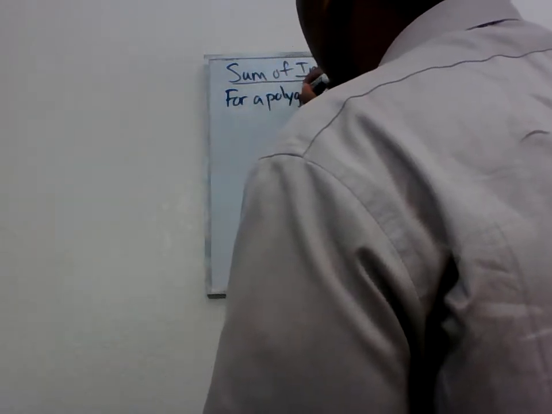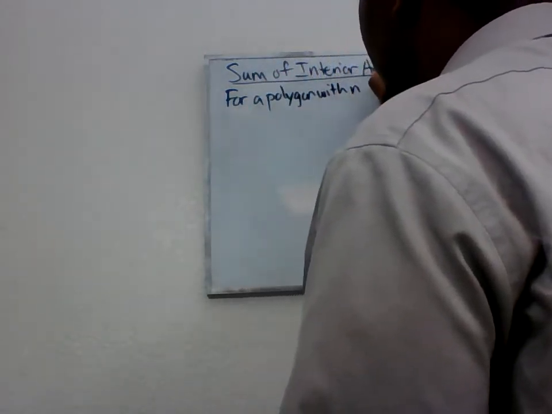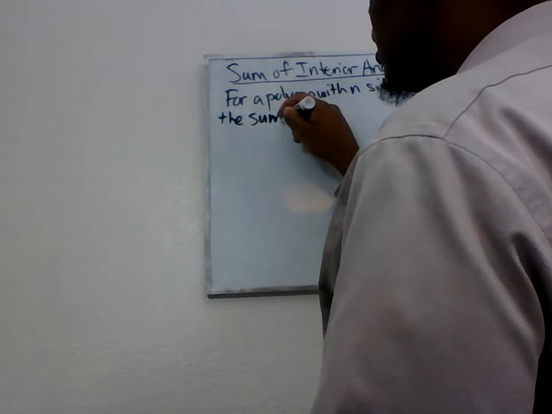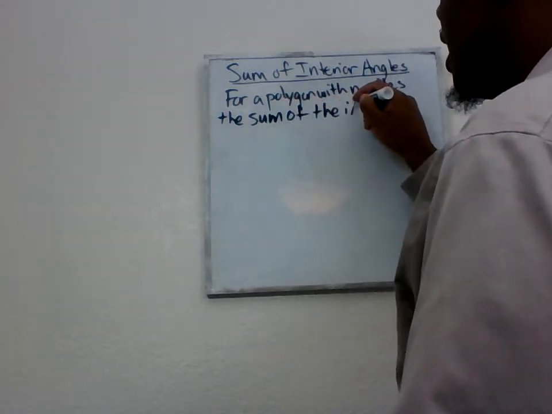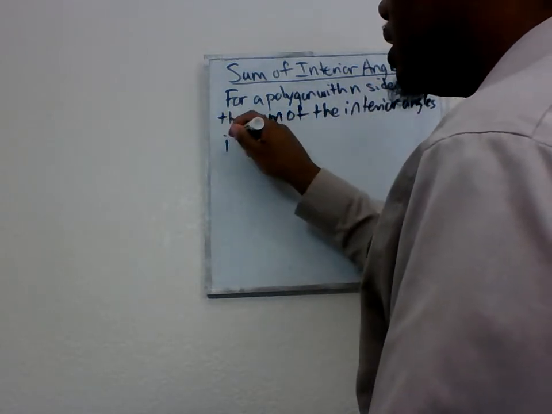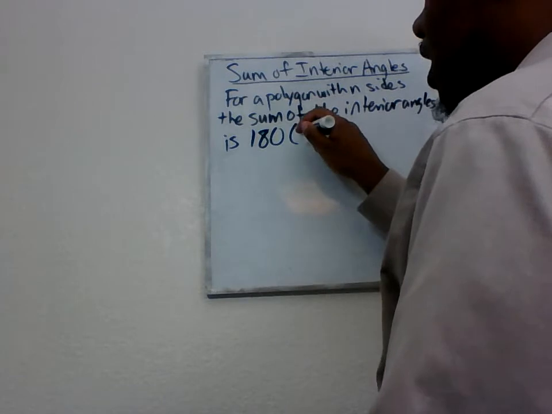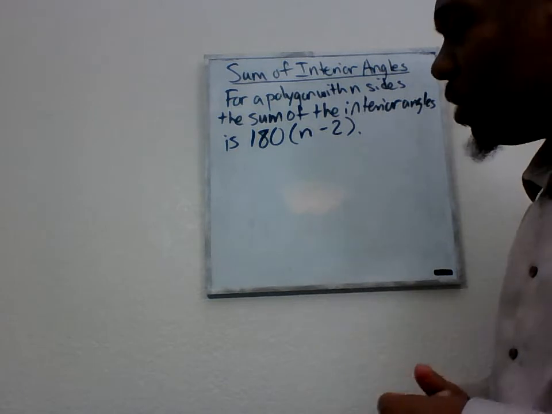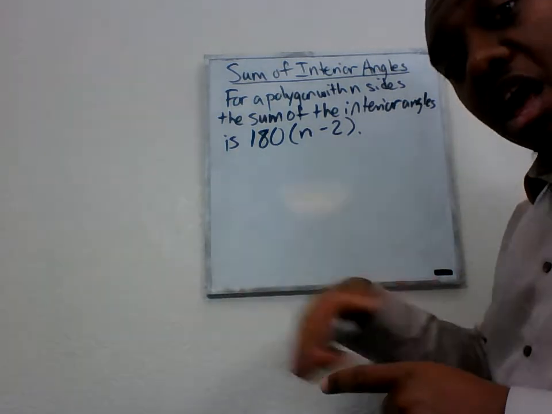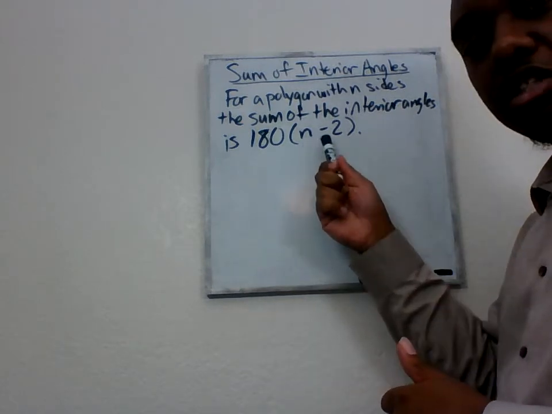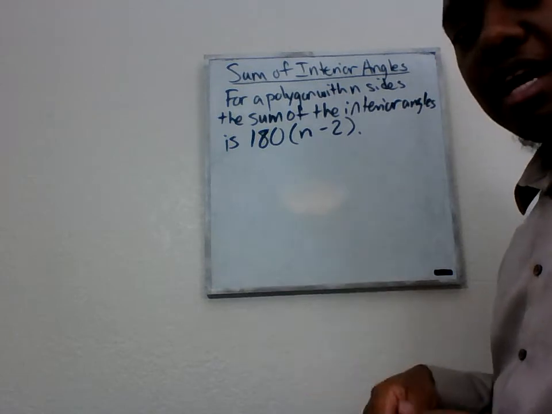So, for a polygon with n sides, the sum of the interior angles is 180 times the quantity of n minus 2. Okay? So what does that mean? That means if I want to know the sum of all the interior angles of a polygon, I just have to take the number of sides, subtract 2, and multiply that result by 180.